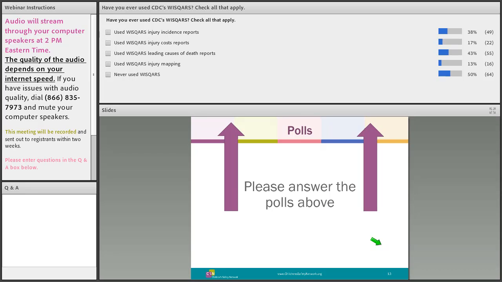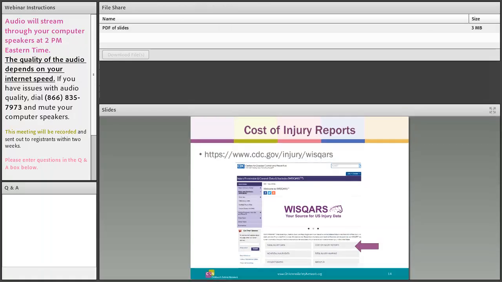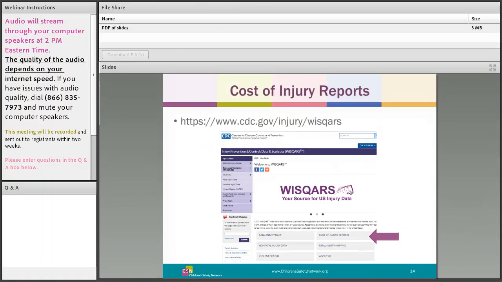Well, WISQARS is the Web-based Injury Statistics Query and Reporting System, so it's good that they call it WISQARS instead of all of that. What we'd like to do here is first do a walkthrough on developing a cost of injury report. Here you can find WISQARS at cdc.gov/injury/wisqars.